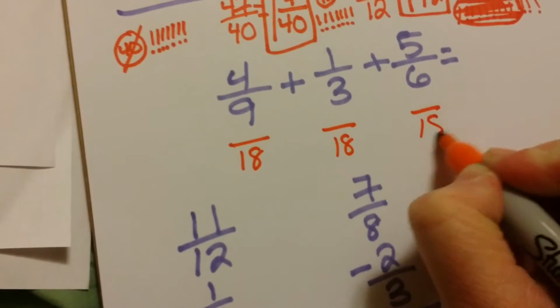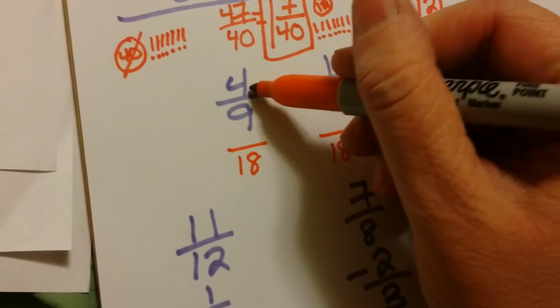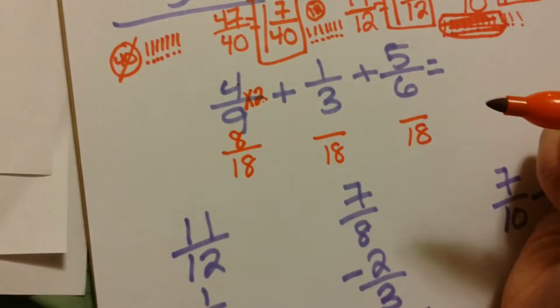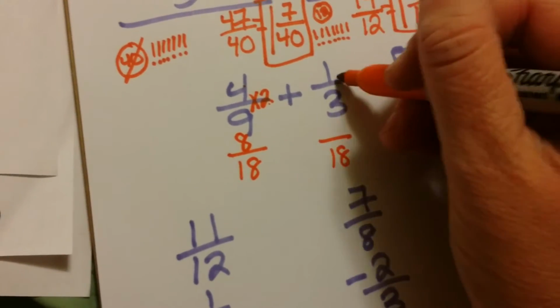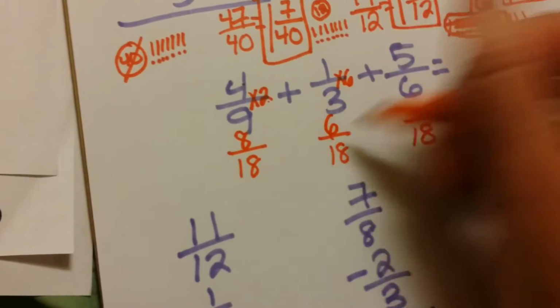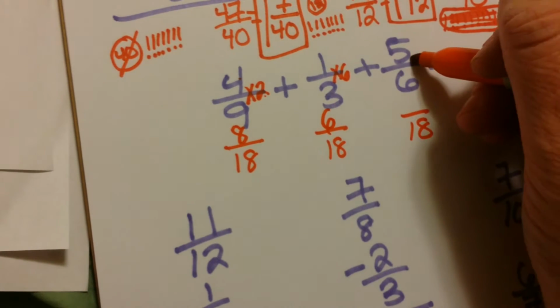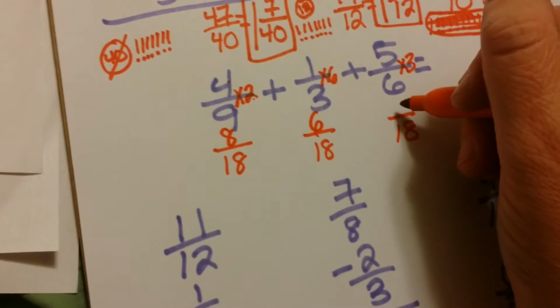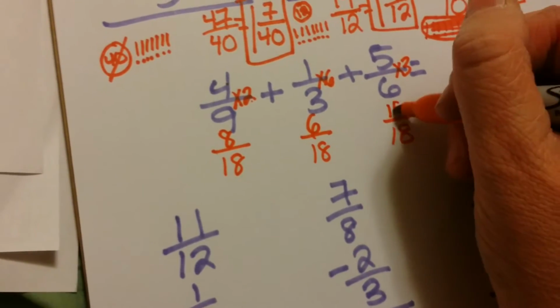18, 18. How do we go from 9 to 18? Times 2. 4 times 2 is 8. How do we go from 3 to 18? Times 6. What you do at the bottom, you do the top. So 1 times 6 is 6. And how do you go from 6 to 18? So 6 times 3. What you do at the bottom, you do the top. So 5 times 3 would be 15.